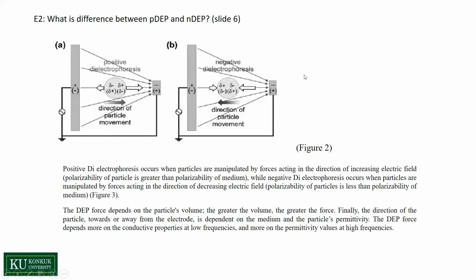In the case of negative dielectrophoresis, the condition is reversed as compared to positive dielectrophoresis. In negative dielectrophoresis, the particles are less polarizable than the medium. As the medium is more polarizable, the particles are less polarized due to the applied non-uniform electric field. Therefore, the particles move against the increasing electric field. This is negative dielectrophoresis.